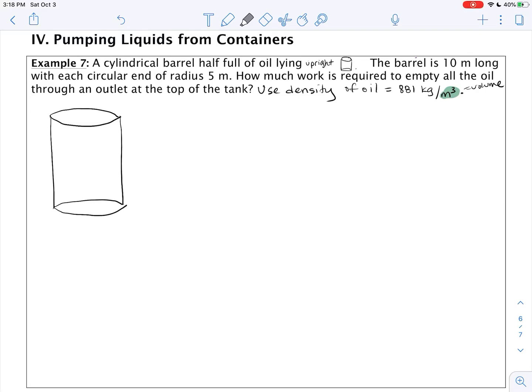Hello, hello, hello. We are in the process of discussing applications of the integral, and we're on the topic of work. This is part 4 of section 6.4 from James Stewart's Calculus Early Transcendentals book, and we are discussing work. And remember that work is equal to force times distance. Good. And today's topic involves pumping liquids from containers.